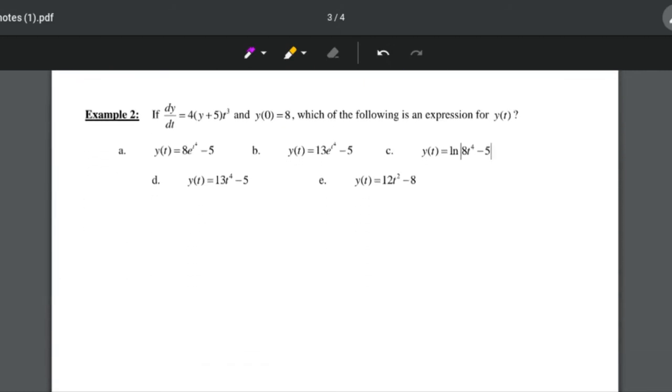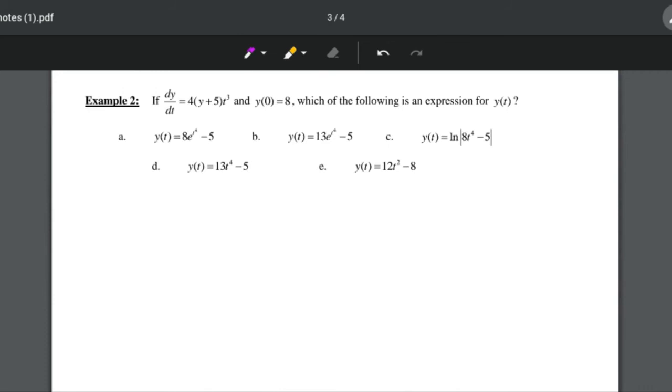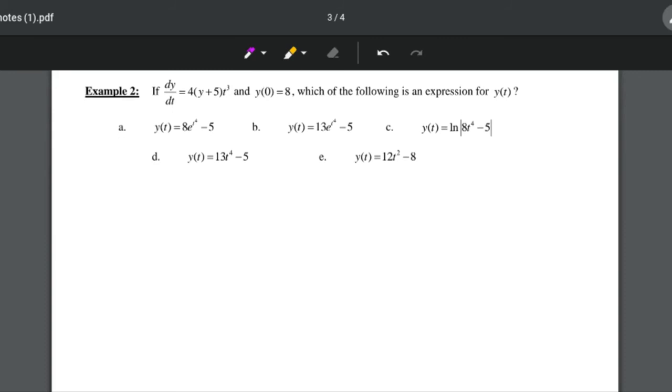All right, let's keep going. We've got example 2 next. They give us the derivative, dy dt. They give us a point, and it says which of the following is an expression for y of t. So we have to find the original function. So even though it is multiple choice, we should probably still do the work.